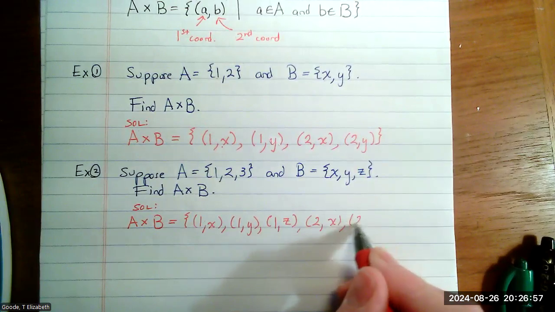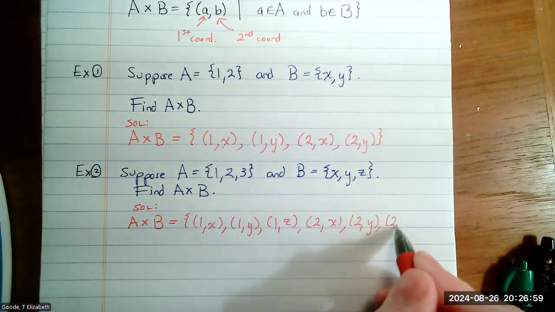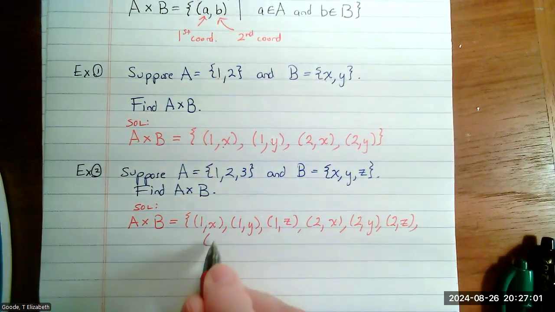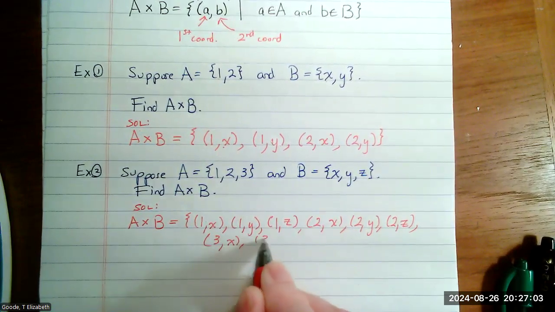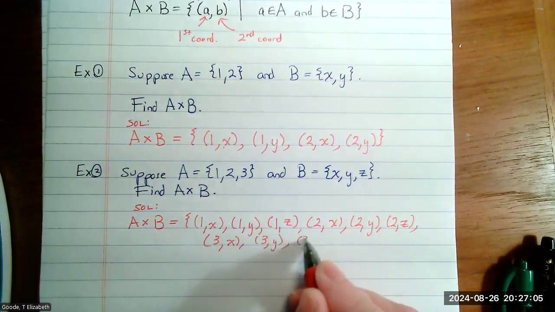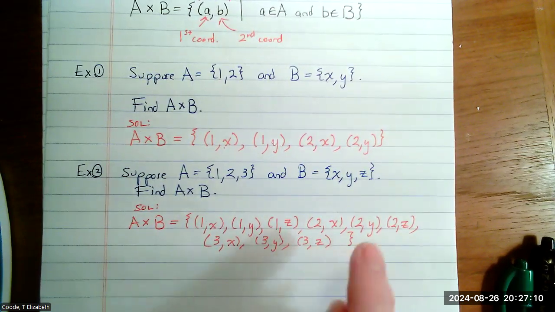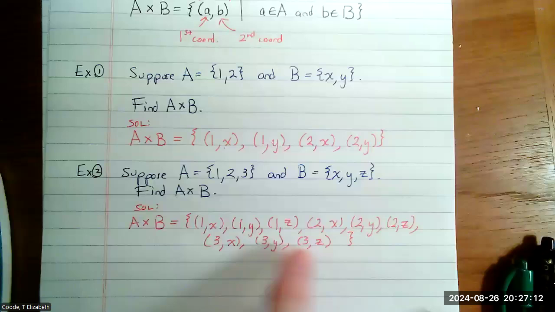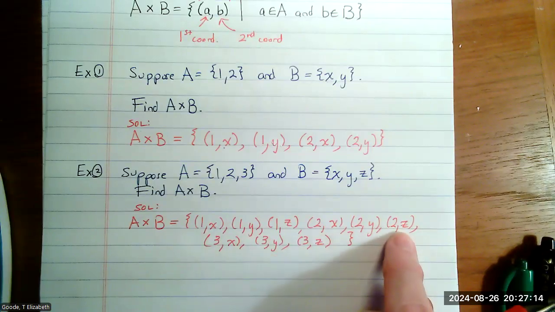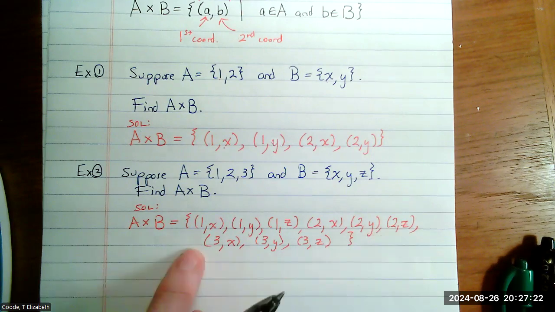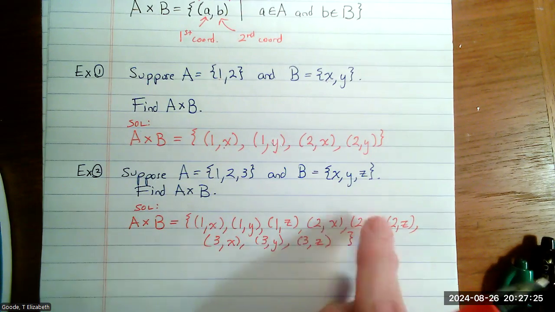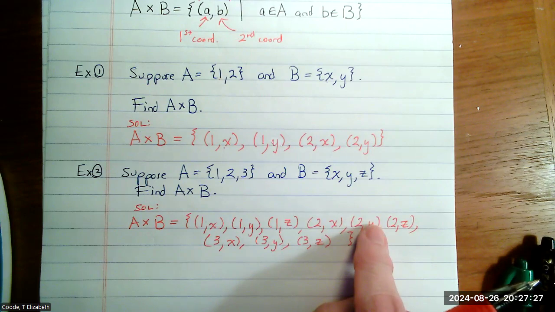2x, 2y, 2z, 3x, 3y, 3z, and that's it. Close up your set brackets. It's okay to put the elements of a set on 2 lines, but don't ever split up an ordered pair between 2 lines. All the symbols in an ordered pair need to be consecutive on the same line. Like you would never write the 2, comma, and then the z over here and close it up. No. The ordered pair needs to all be together.